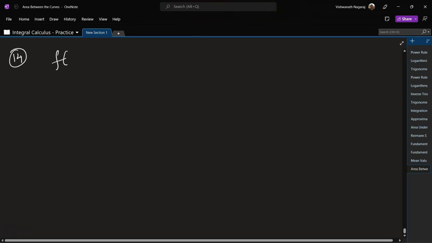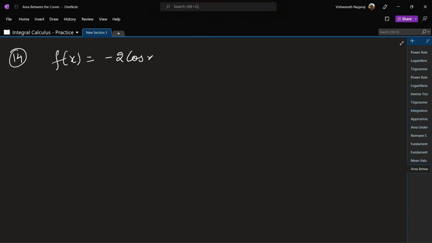14th one, f of x is equal to minus 2 cos x and g of x is equal to cos x. In the previous example, it was 2 cos x. And the interval is also different, minus pi to pi by 2.